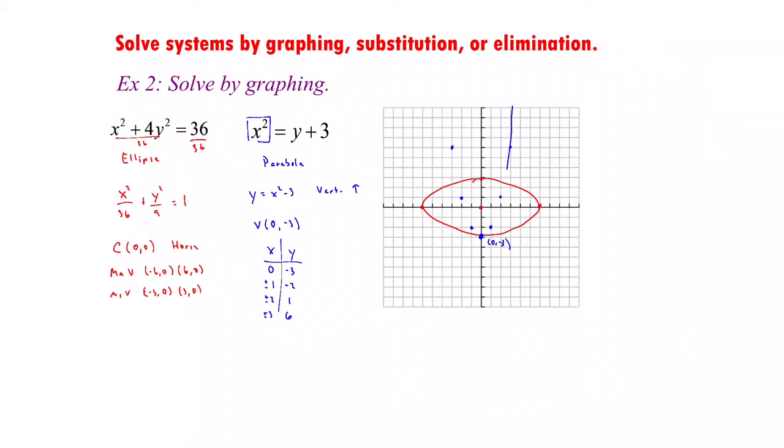So if we graph the parabola here, we can see one of the solutions is going to be at 0, negative 3. That ordered pair satisfies both equations. What we're not sure about is where they intersect here and here. So the graphing isn't going to be able to help us for that part, but we're able to see that there are going to be 3 solutions.